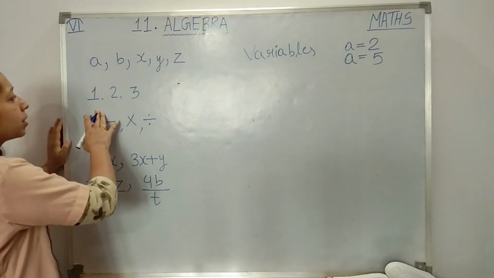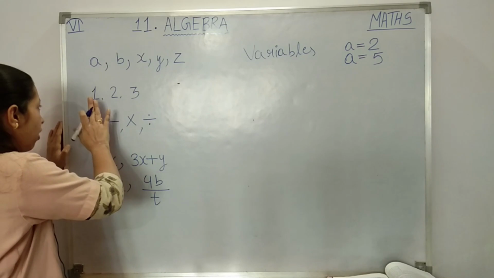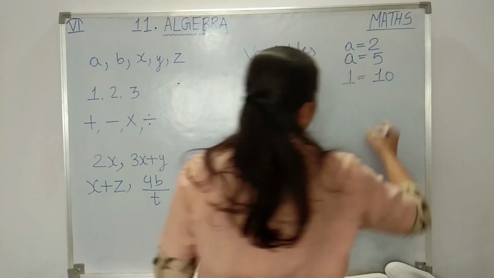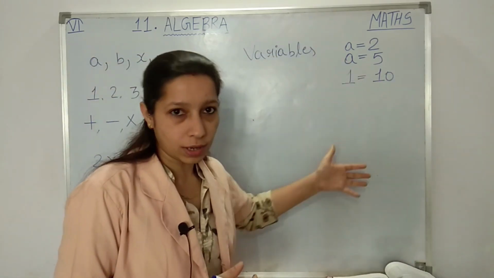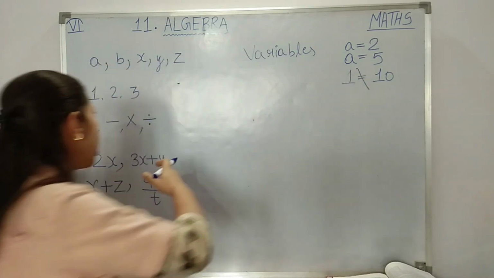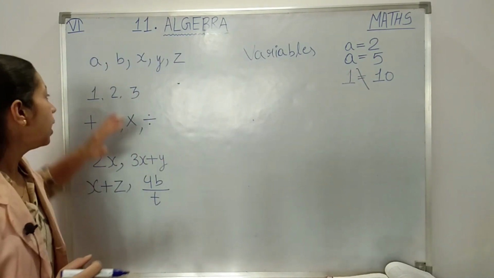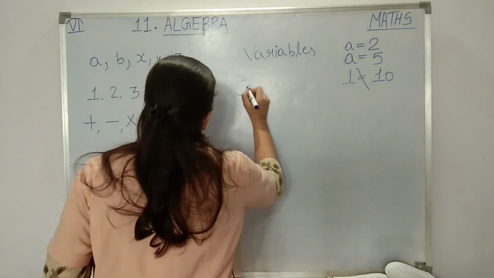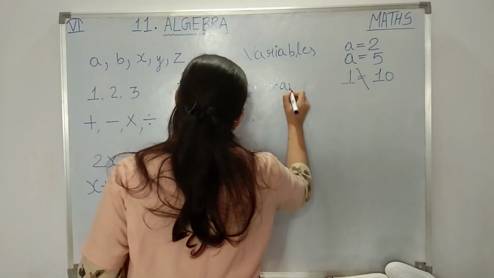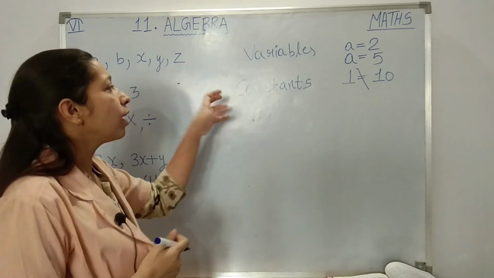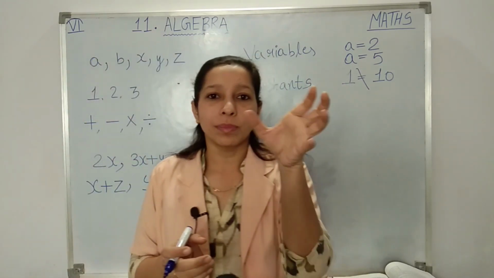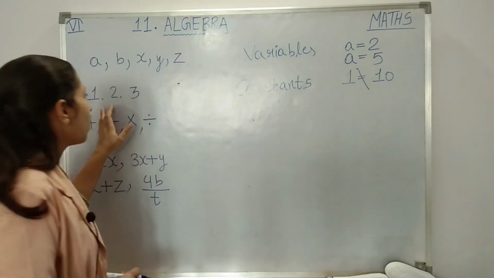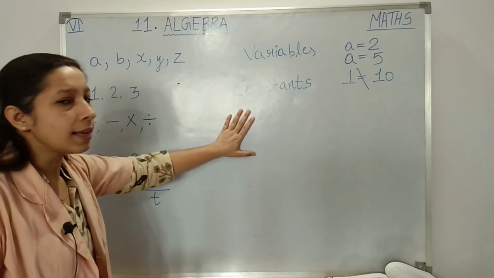Now next you can see some numbers written: 1, 2, 3 and so on. If here it is written 1, can I write it 10? No, I can't, because 1 and 10 are not equal. So 1 will be 1 only and 10 will be 10 only. Students, that means these numbers are fixed. Such numbers which are fixed are known as constants. The general meaning of the word constant is fixed, isn't it? Something remains constant means something remains fixed. It is not changing. In the same manner, numbers which are not changing are called constants.